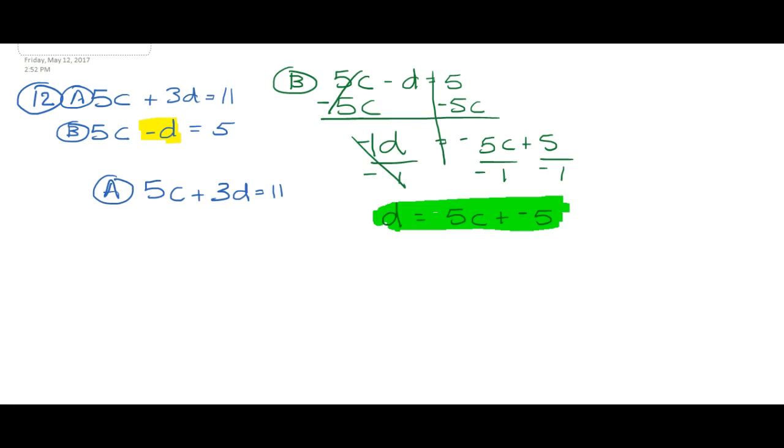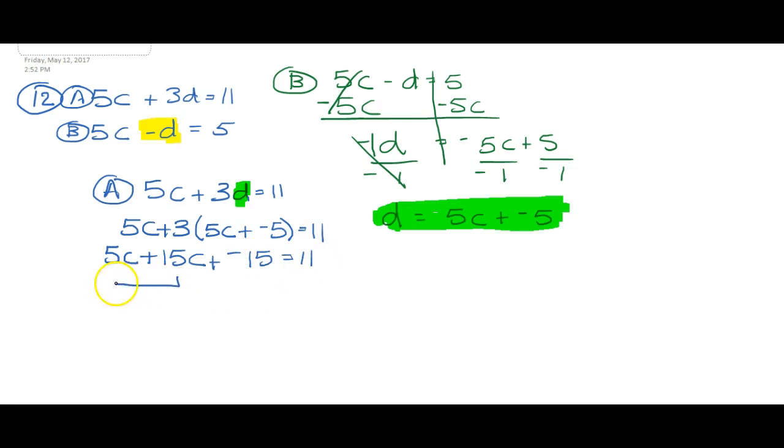Now remember, we're just going to take that equation and we're going to plug it in for D. So this one's a little bit harder. So we have 5c plus 3, and I'm going to put parentheses around everything I'm putting in there. So it's 5c plus negative 5 equals 11. So we don't need the d anymore because we've taken the place of it. So we have 5c plus 15c plus a negative 15 equals 11. We're going to combine our like terms. 20c plus negative 15 equals 11.